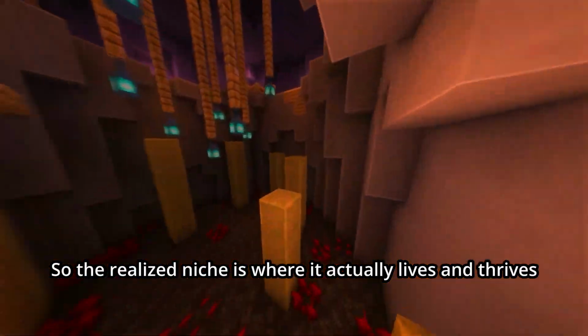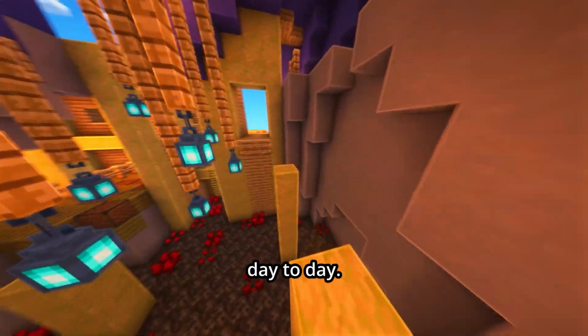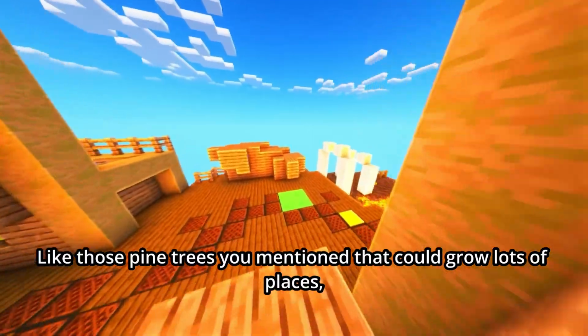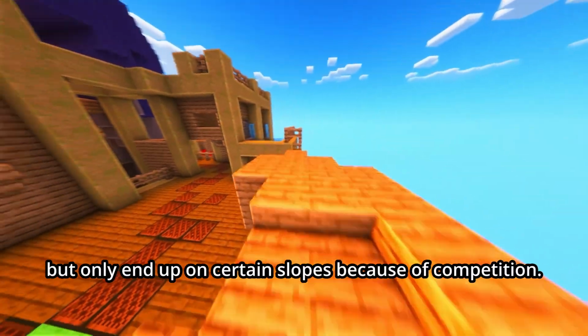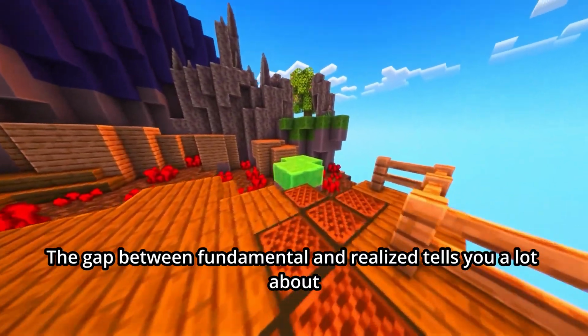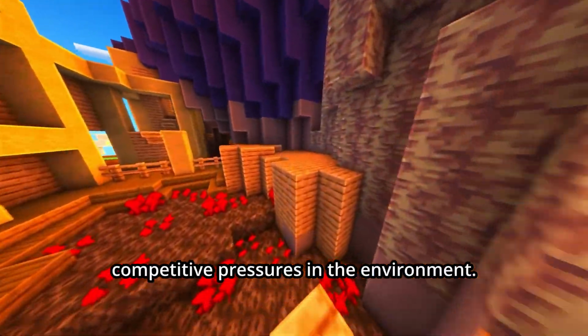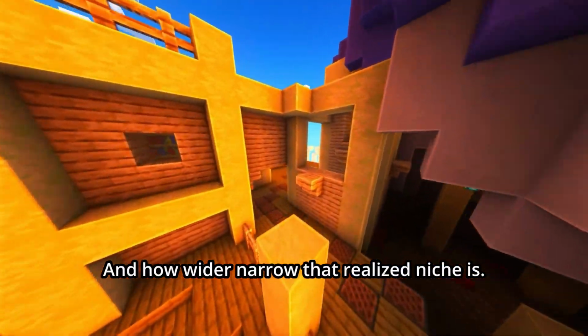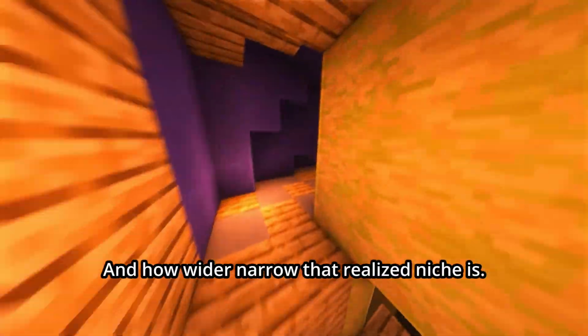So the realized niche is where it actually lives and thrives day to day, like those pine trees you mentioned that could grow lots of places but only end up on certain slopes because of competition. Exactly. The gap between fundamental and realized tells you a lot about the competitive pressures in that environment, and how wide or narrow that realized niche is.